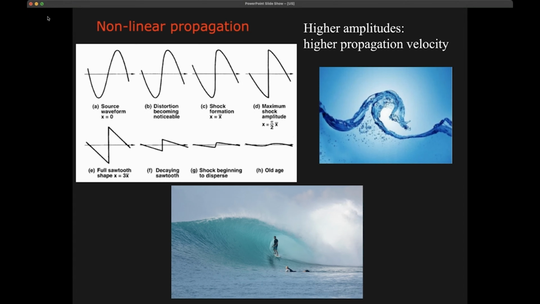But what happens now is that if you start with this kind of wave, the wave is propagating in this direction. So the top goes a little bit faster than the bottom. And so you go from a sine wave and at some point you become a triangular wave, because the top goes faster than the lower part.